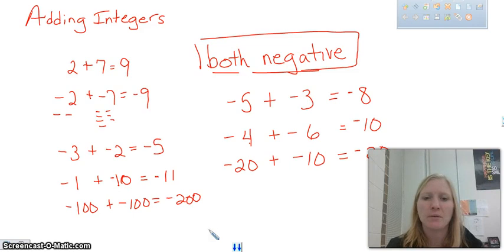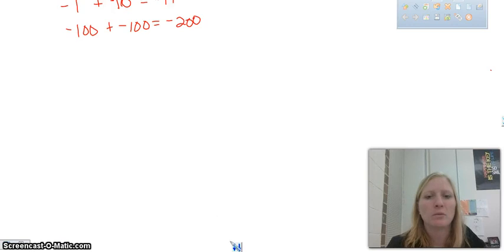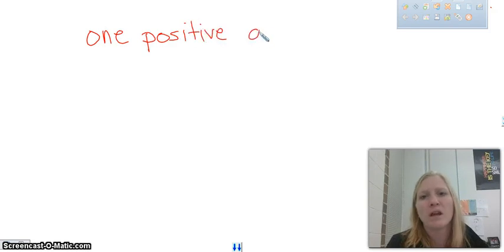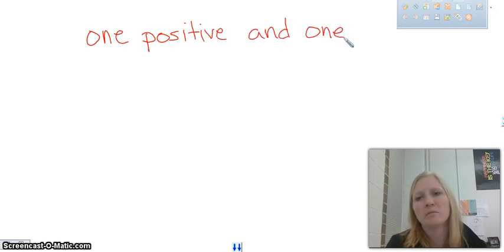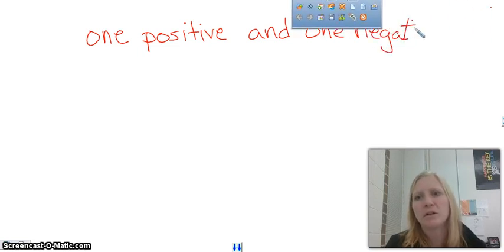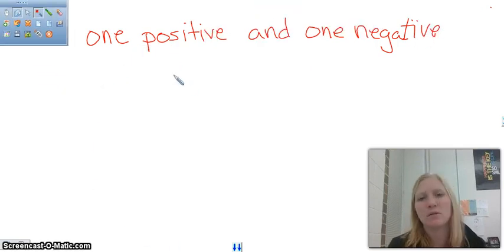All right. Now we're going to try it if both numbers are not negative. We're going to make them one negative and one positive. It's a little bit different. So now we're going to write one positive and one negative. This way is a little bit harder, but we can still do it. If you have 5 plus negative 3.